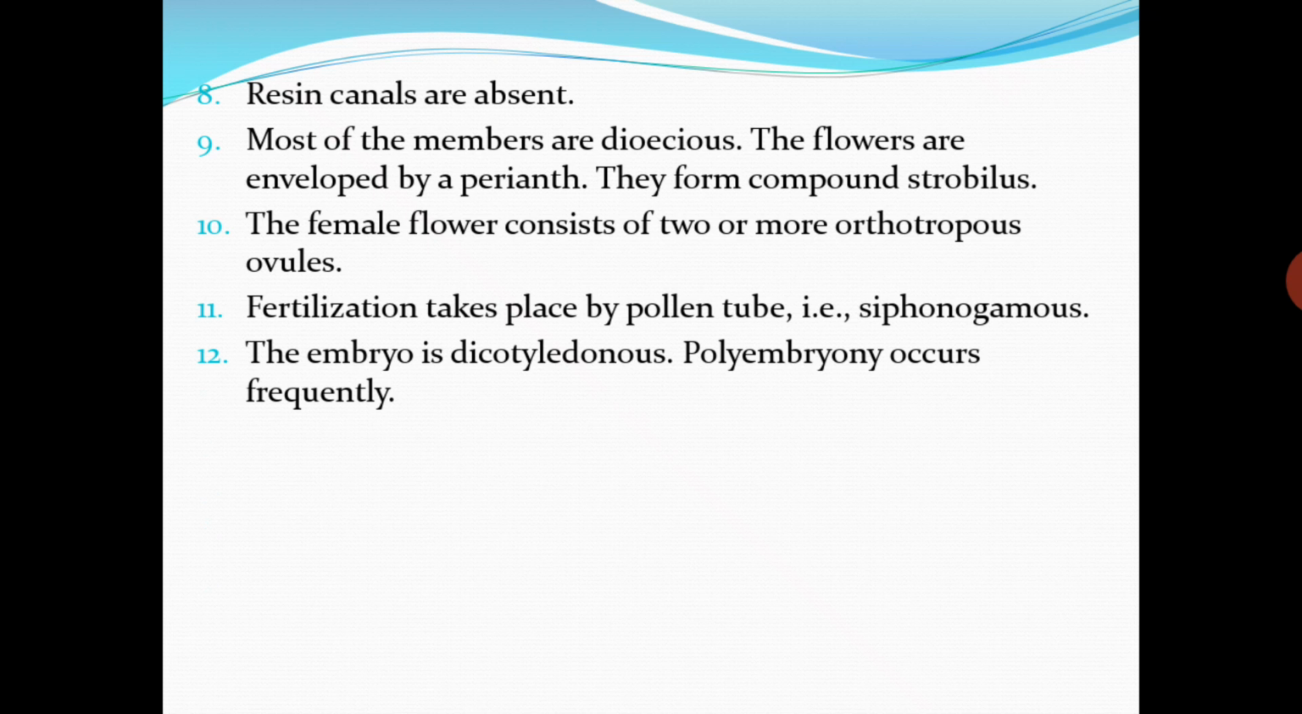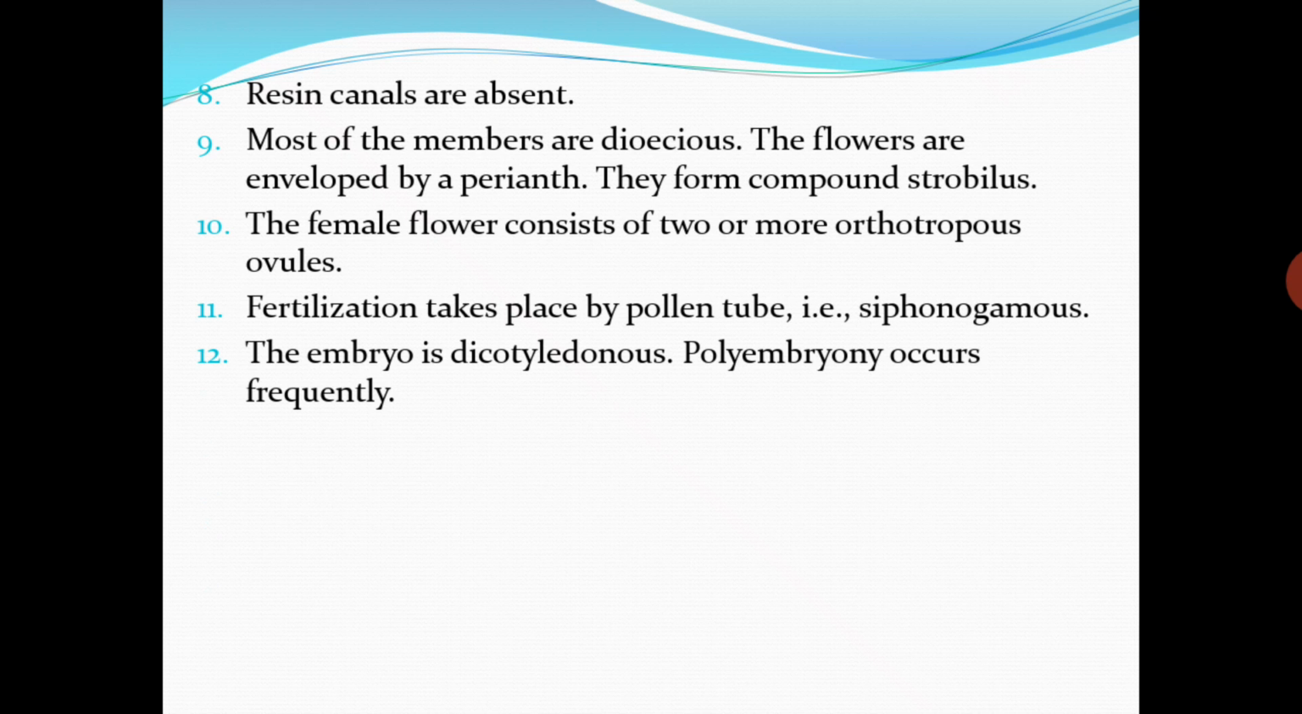Most of the members are dioecious. The flowers are enveloped by perianth. They form compound strobilus. I already told you that in gymnosperms you won't find flowers, but here it has evolved and resembles the angiosperms. The female flower consists of two or more orthotropous ovules.